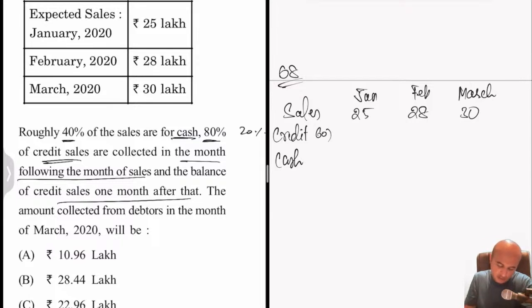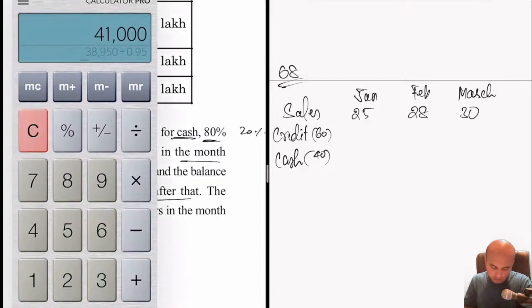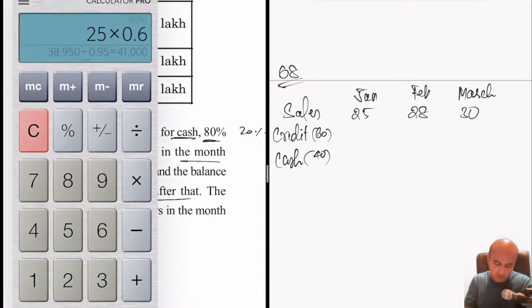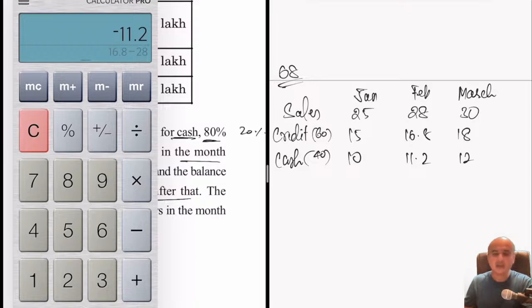Let me write down 60-40 here. 25 into 60% will be 15. So this will be 10. 28 into 60% will be 16.8, minus 28 will be 11.2. So this will be 18, 12. So this is how it is: cash sales, credit sales.